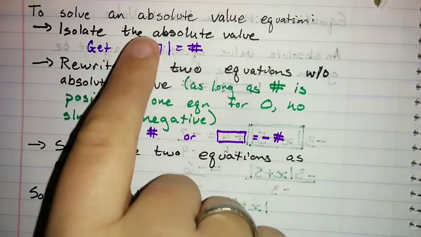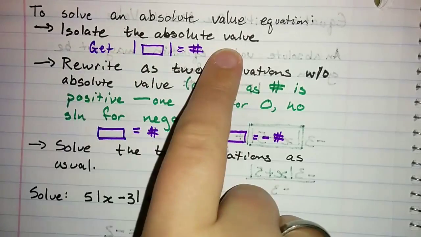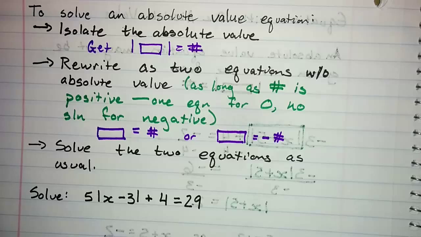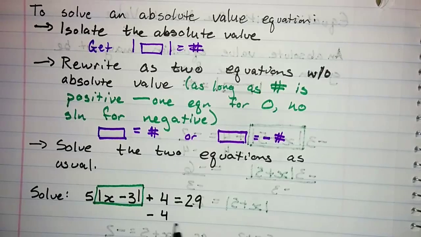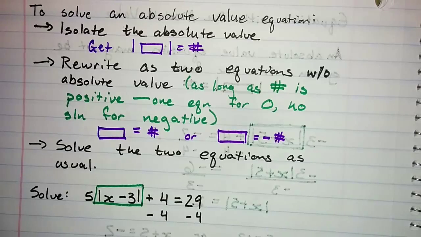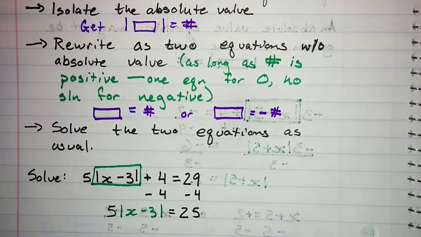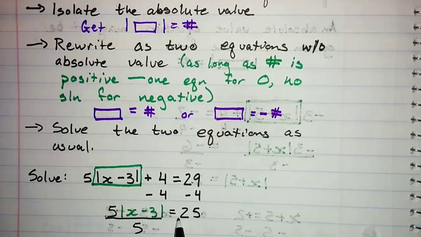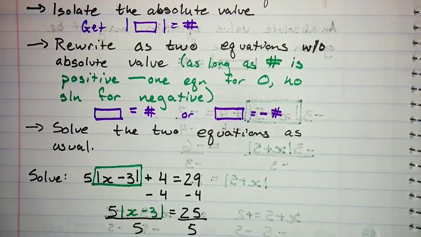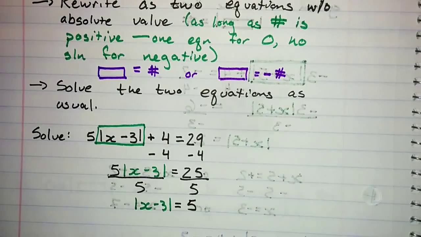Okay, our first step is to isolate the absolute value. We need to get the absolute value part by itself. Here's the absolute value part. We need to get it by itself. First we get rid of the 4. So we'll have 5 times the absolute value of x minus 3 equals 25. And then we'll divide both sides by 5 to get the absolute value of x minus 3 is 5.